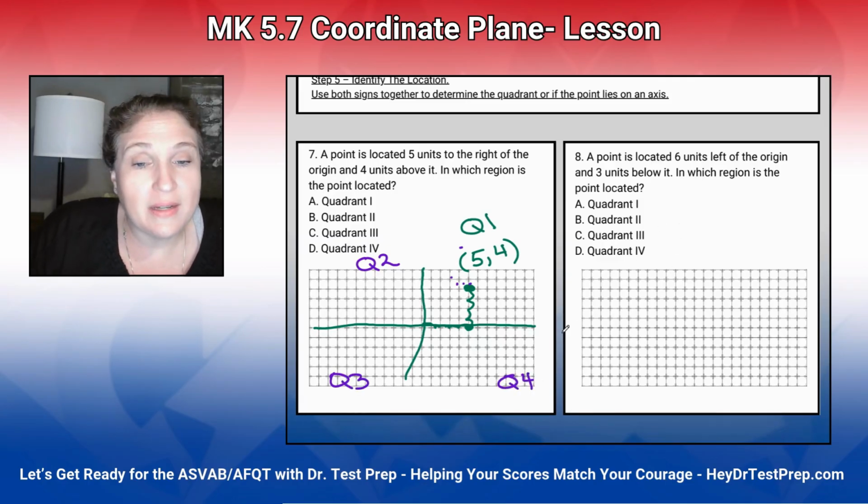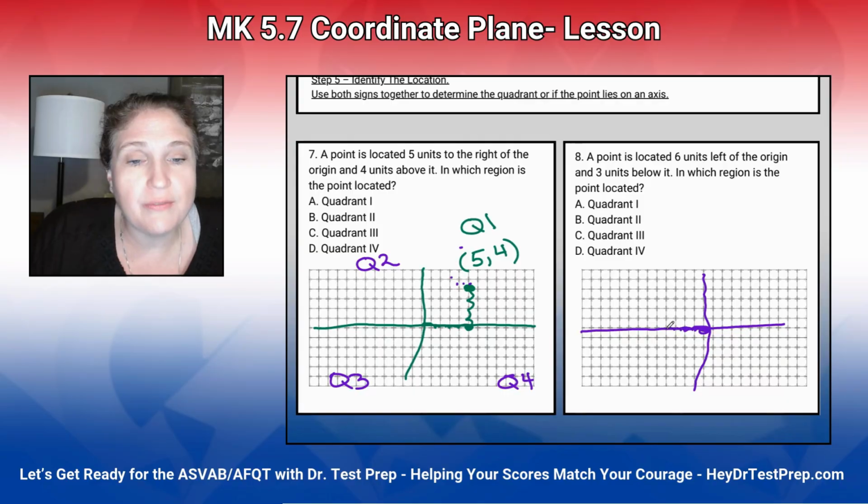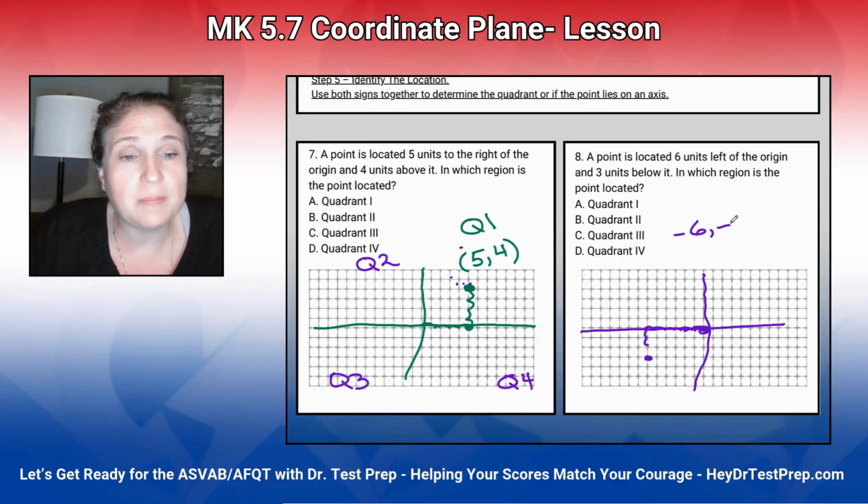All right, here, now we're going to do this one. We're going left 6, 1, 2. Remember, we always start at 0. So 1, 2, 3, 4, 5, 6. That gives us negative 6. 3 units below it means fall 3. 1, 2, 3. I'm falling to this point. So I'm negative 6, negative 3 is that point. That's in quadrant 3.